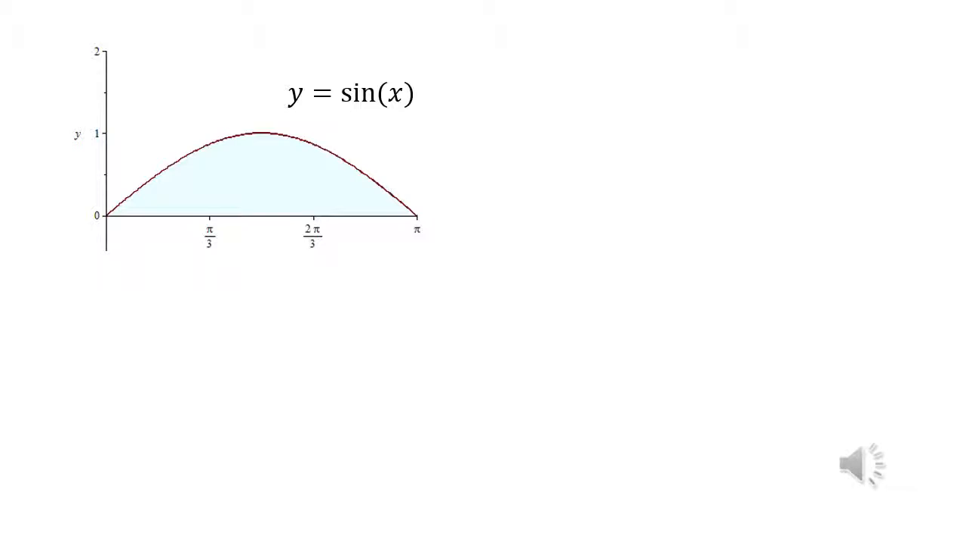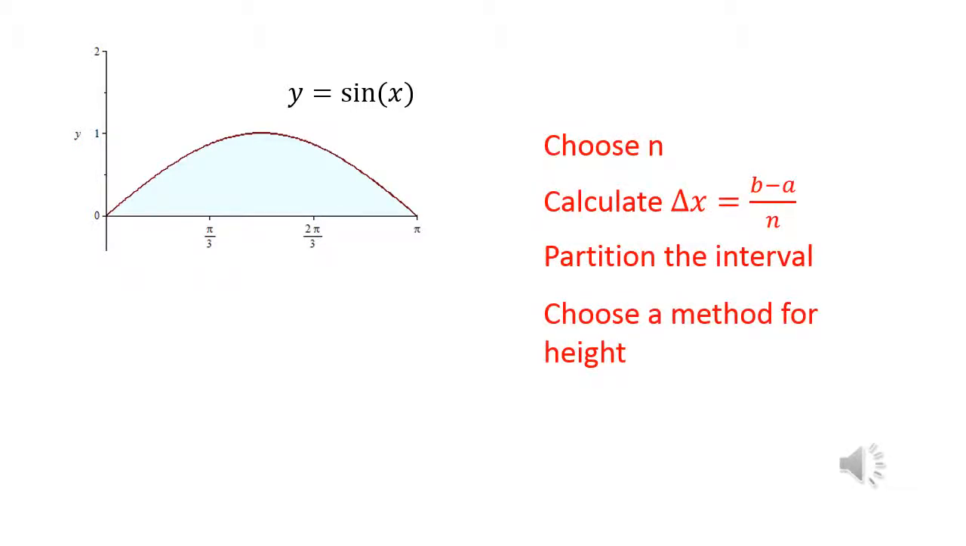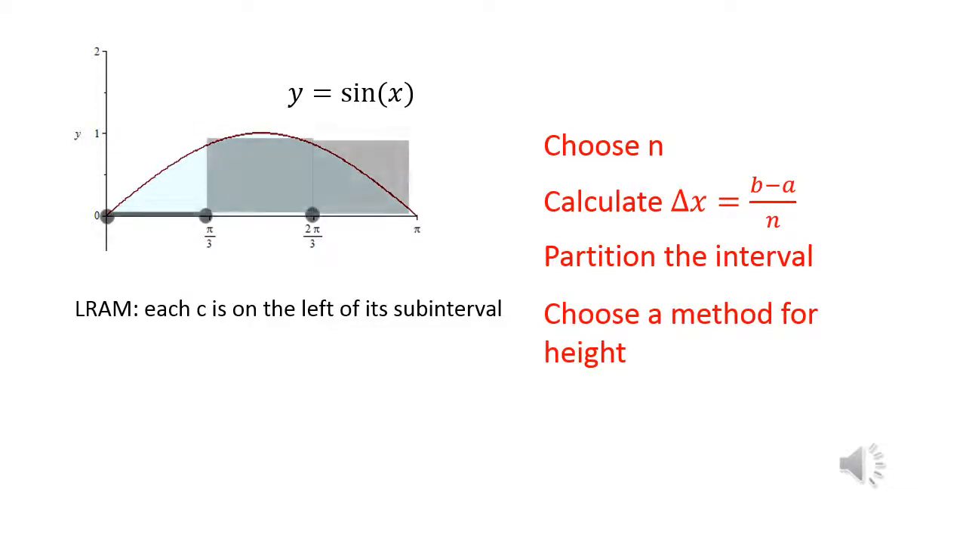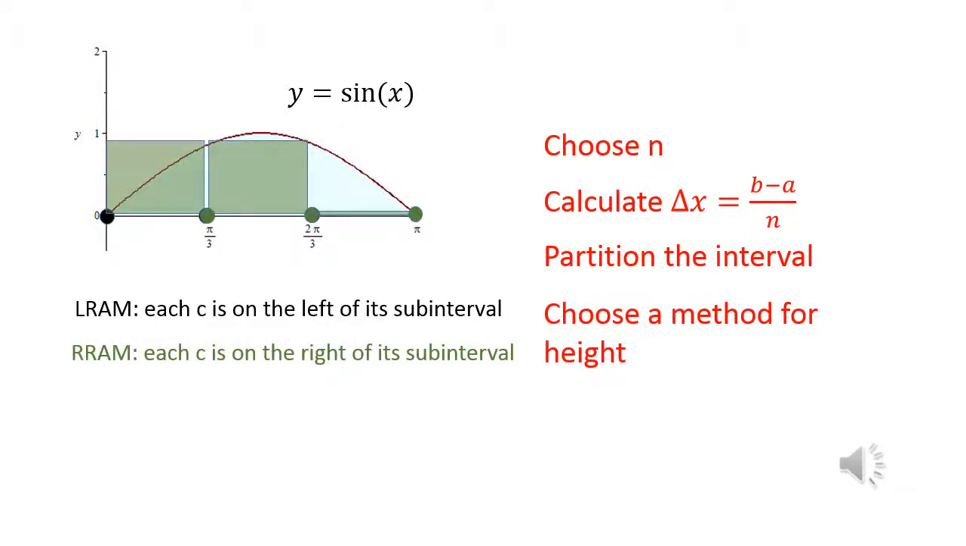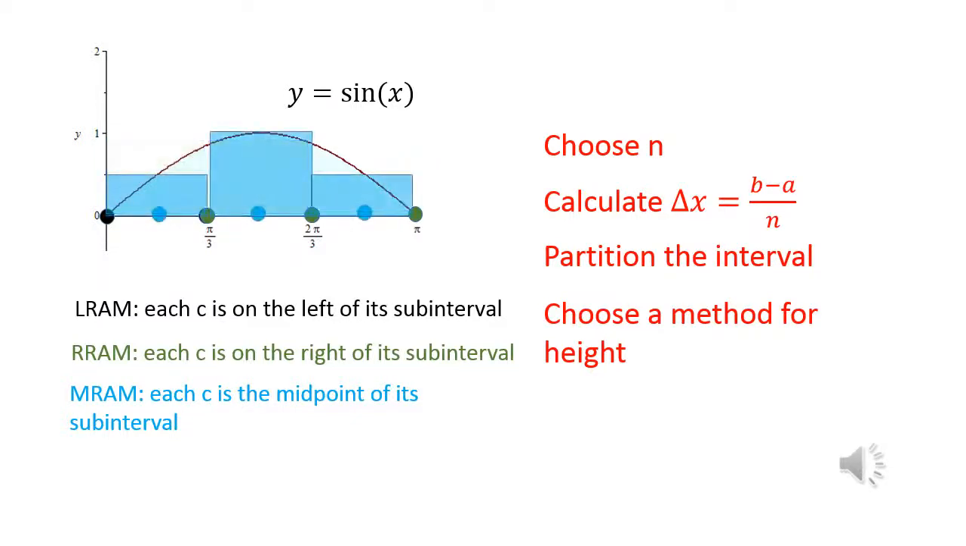Now we're going to choose the heights of our rectangles. As we saw in class, there are several ways of doing this. The 3 most useful choose particular c values in each subinterval. The left rectangular area method chooses each c to be the leftmost point in its subinterval. The right rectangular area method chooses each c to be on the right of its subinterval. And the midpoint rectangular area method chooses each c to be the midpoint of its subinterval. Each one of these choices is very common and very useful.